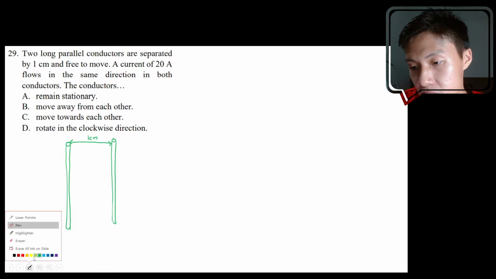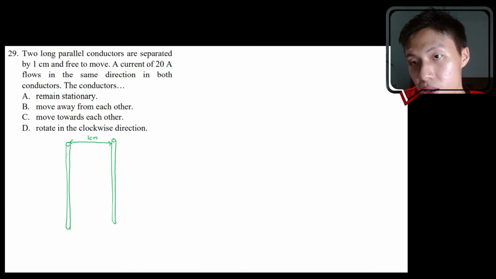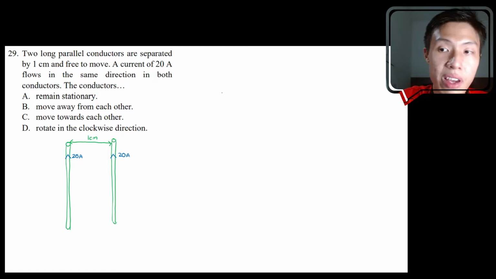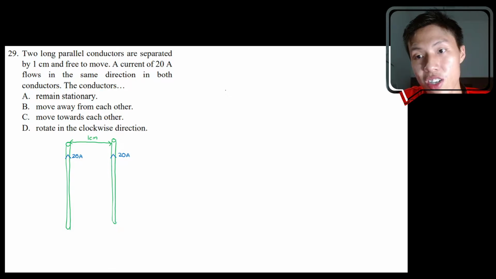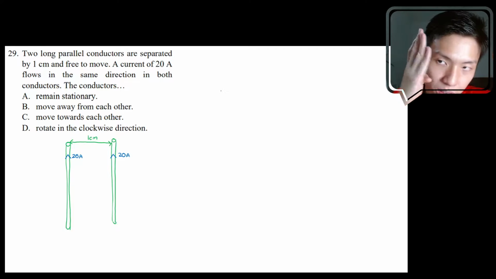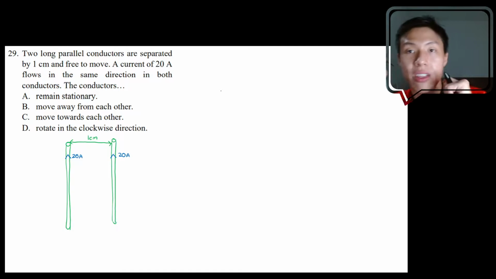A current of 20 ampere flows in the same direction in both conductors. That means inside both conductors you see current flowing, 20 ampere here and 20 ampere here, both in the same direction. Now they ask whether the conductors will move away, move towards each other, rotate, or remain stationary. This is related to the magnetic force that one conductor exerts on another conductor.